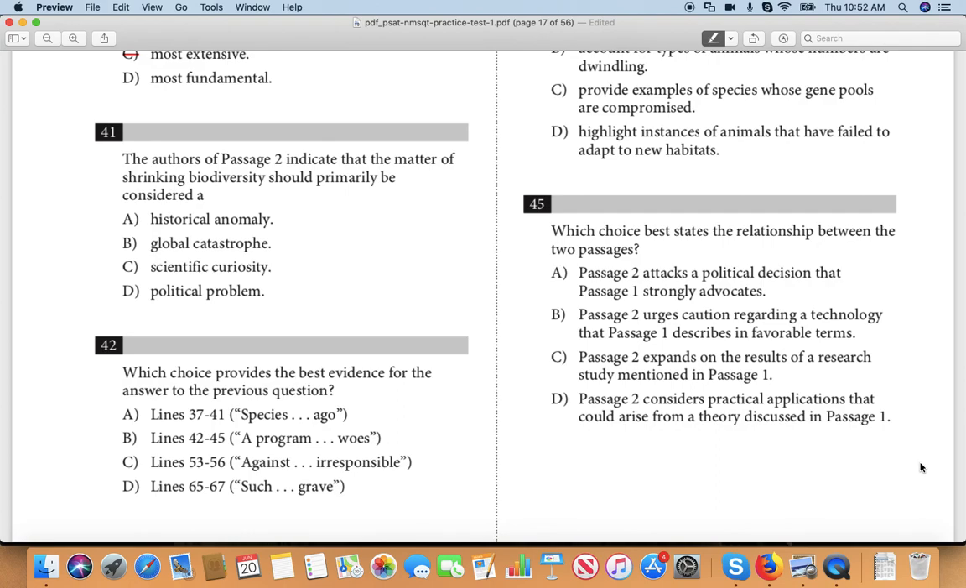Question 41. The authors of passage 2 indicate that the matter of shrinking biodiversity should primarily be considered a historical anomaly, a global... Okay, let's stop and consider the answer choices on their own merit. Should the matter of shrinking biodiversity primarily be considered a historical anomaly? Do you know what anomaly means? Look it up. Understand it. Please.